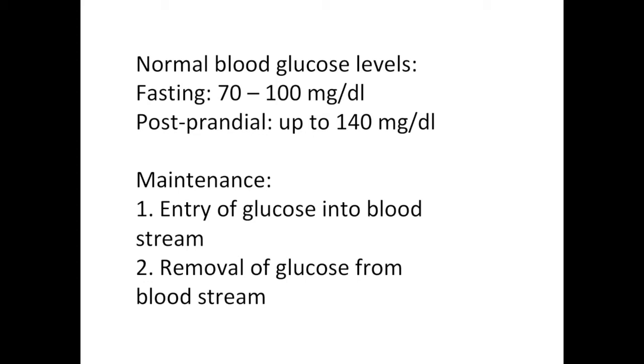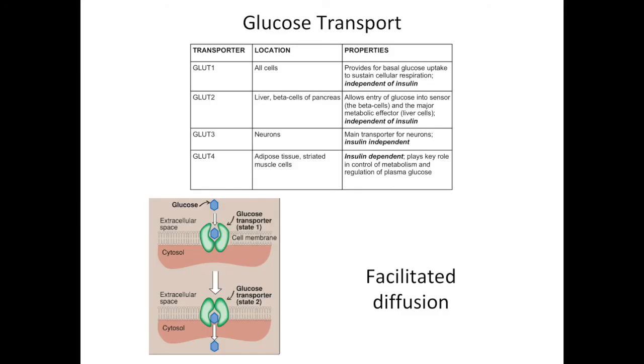So the maintenance of this glucose concentration in the blood is through two mechanisms: either entry of glucose into the bloodstream through absorption of the GI tract, or from release of stores from glycogen in the liver, or removal of glucose from the bloodstream via uptake by the muscles, the liver, and the adipose tissue to reduce blood glucose levels. How does glucose get into cells?